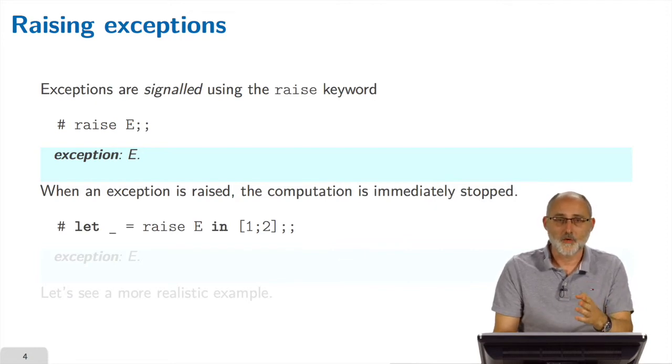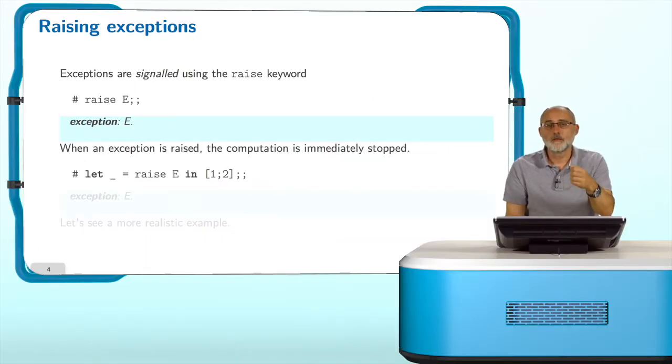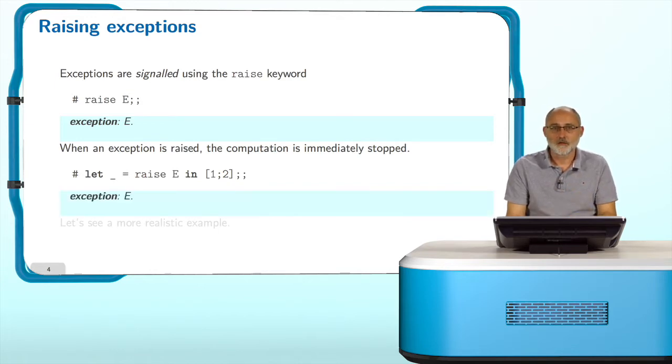Like for example here, we are making a definition where we first raise E in the expression that should return the list 1 and 2. Well, if we hit return, the system doesn't compute the list 1 and 2, doesn't return 1 and 2, but just stops with the exception E as soon as it sees it. I mean, let's see this applied in a more realistic example.